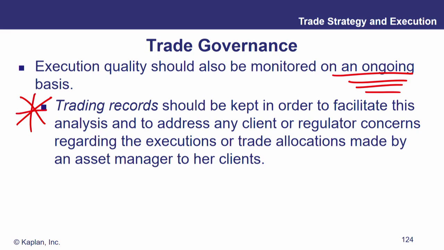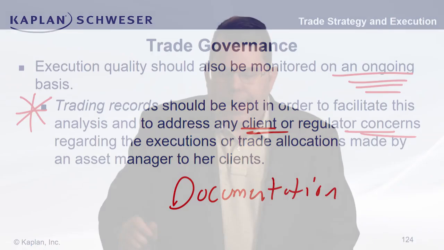Okay, and then finally, trading records. They're going to have to be kept, and they're going to have to be used to address any client or regulatory concerns regarding any executions or trade allocations made by the manager to our clients. So again, documentation. I can't stress enough, you have to keep trading records. Now, many regulatory agencies allow electronic. I don't want to get into electronic versus paper and the rules and all of that, but you need to follow all applicable rules.